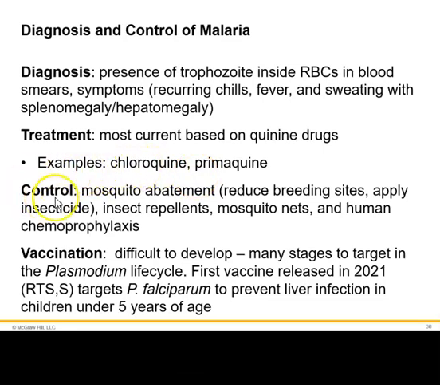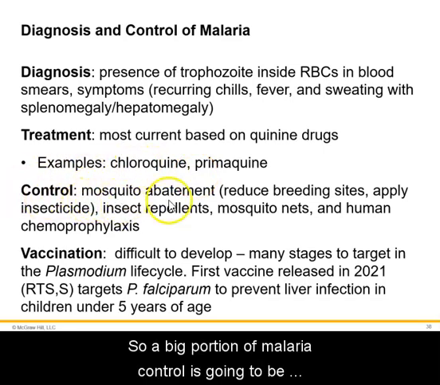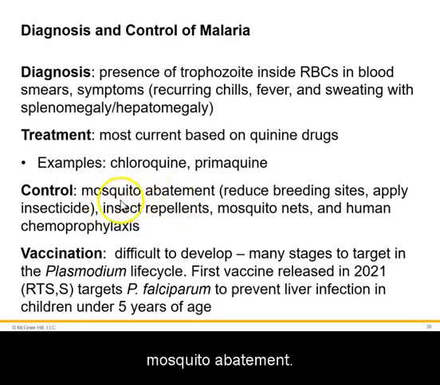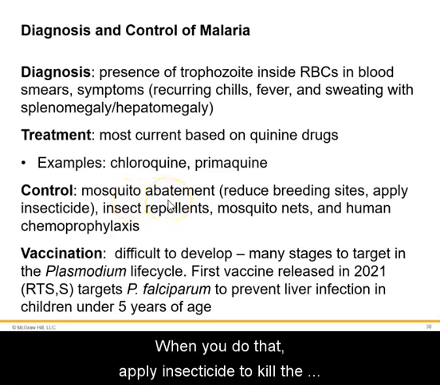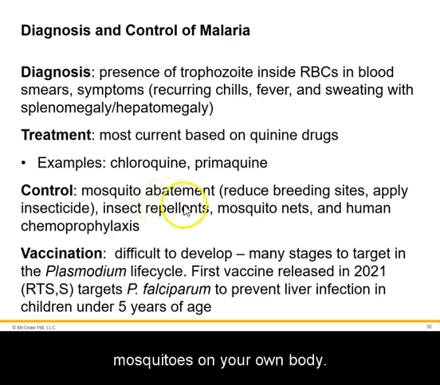Malarial control. So a big portion of malaria control is going to be mosquito abatement. So the idea here is to drain water, so you're reducing breeding sites when you do that. Apply insecticide to kill the mosquitoes. On your own body, you can use insect repellents.